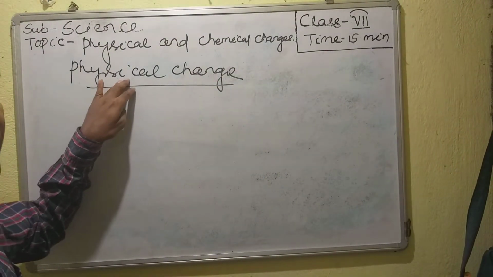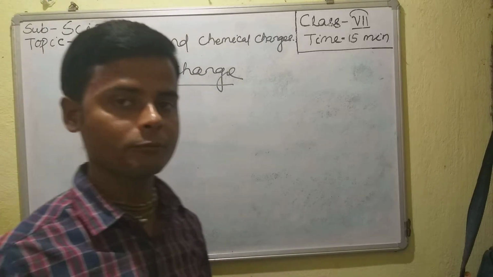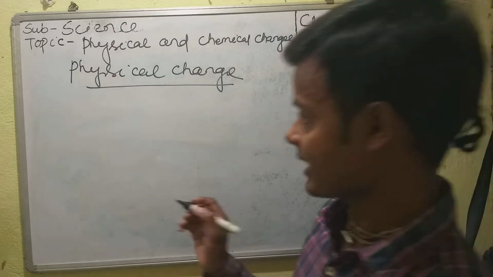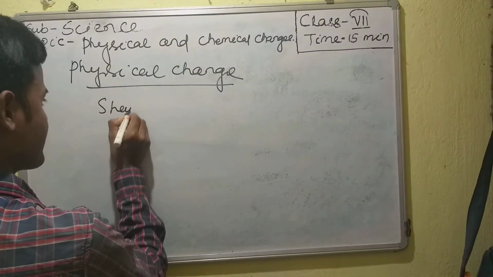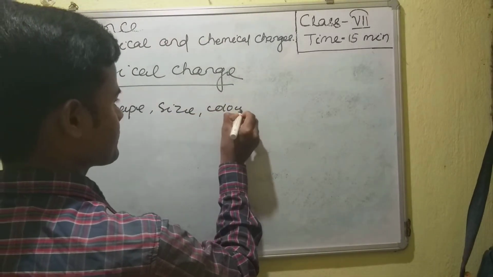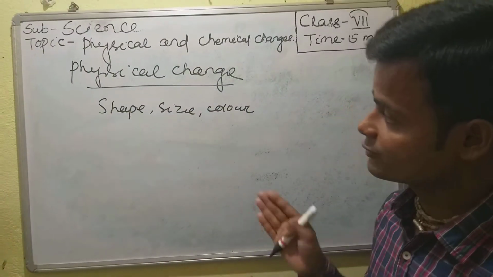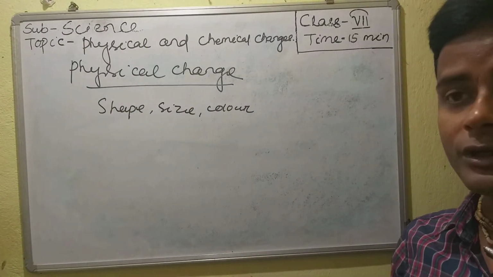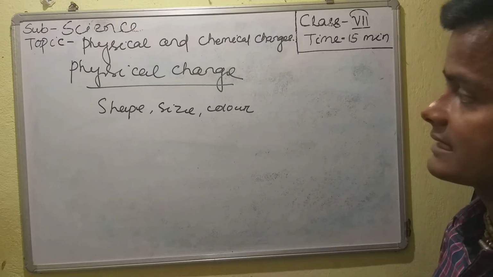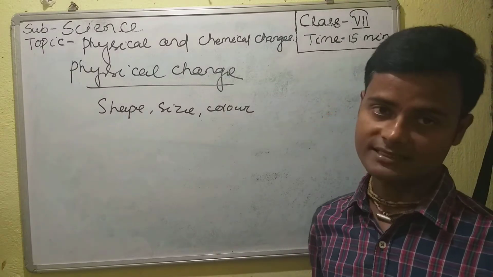From the word we can say that physical change means change in the physical property of the substance. Physical properties means such as shape, size and color of the substances, right? So a change in the physical properties of substances is called physical change.